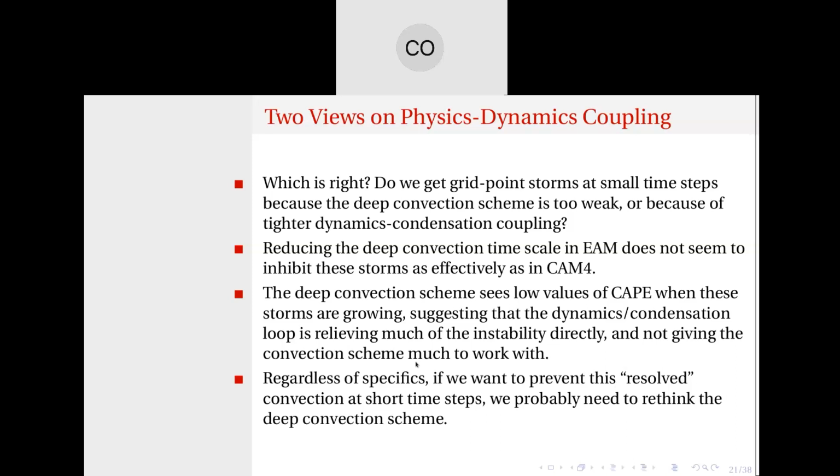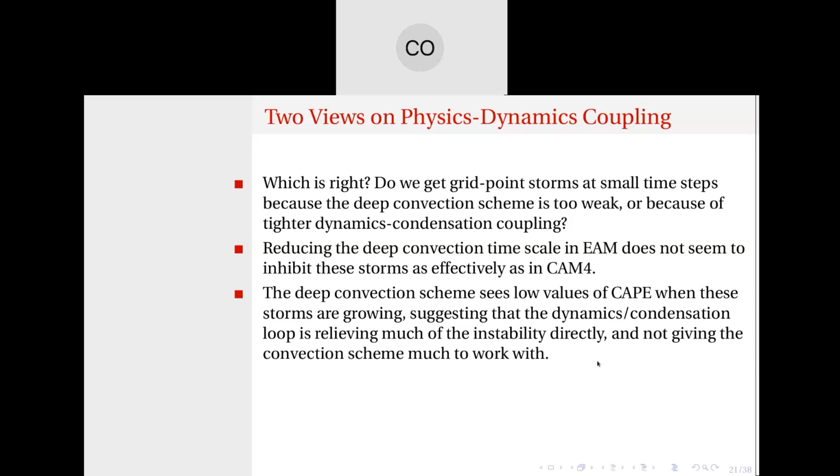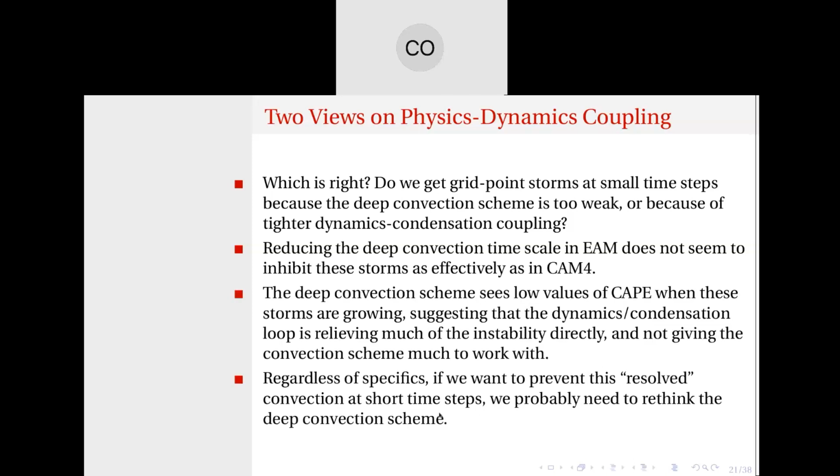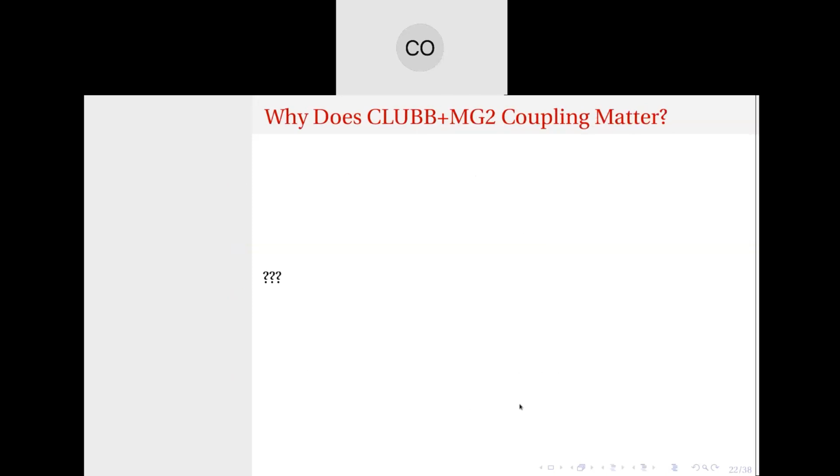And so that suggests that if we want to be able to use this model at short time steps, and based on what we've seen so far, this takes a lot more tuning to deal with, even if you go to smaller resolutions, we should really be rethinking the way that the parameterization of deep convection is done, to find a better way to release this instability without causing these grid point storms.